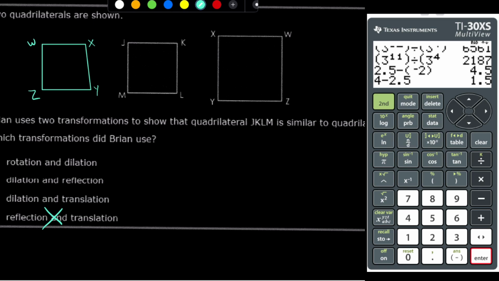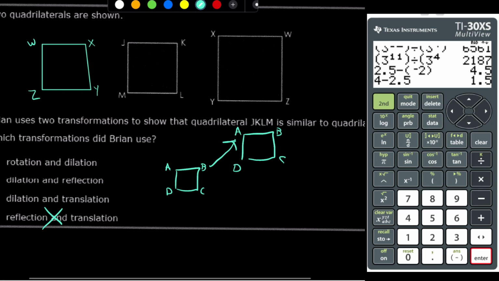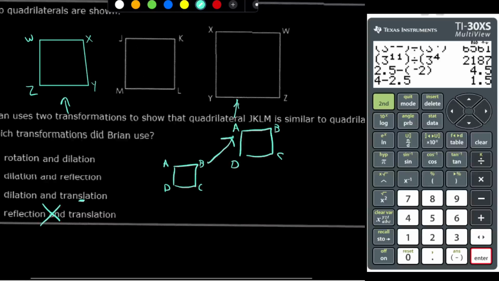Let's start from the bottom up. Dilation and translation. Okay? Translation is a shift. So translation A, B, C, D would be like moving this way, and it would still be A, B, C, D. We call it a slide. Because of the SL in translation, we think slide. You'll notice that the order of the letters did not change. So the fact that the order of the letters changed between this shape and this shape says it's not a translation.